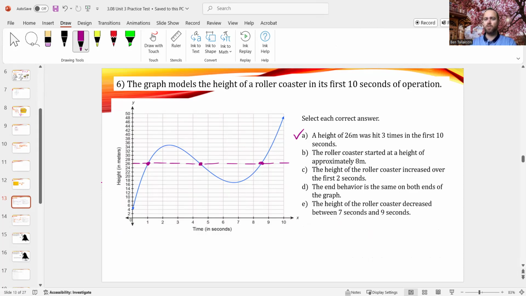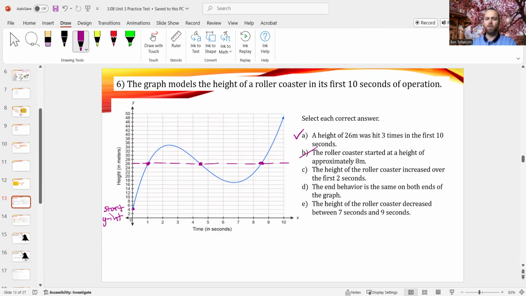B, the roller coaster started at a height of approximately 8 meters. Well, it started at 0 seconds, didn't it? So we're really looking at the y-intercept right there, and I'm going to label that as the starting point. Maybe also label it with the y-intercept. And that is not true, right? We started at 4 meters, not 8.